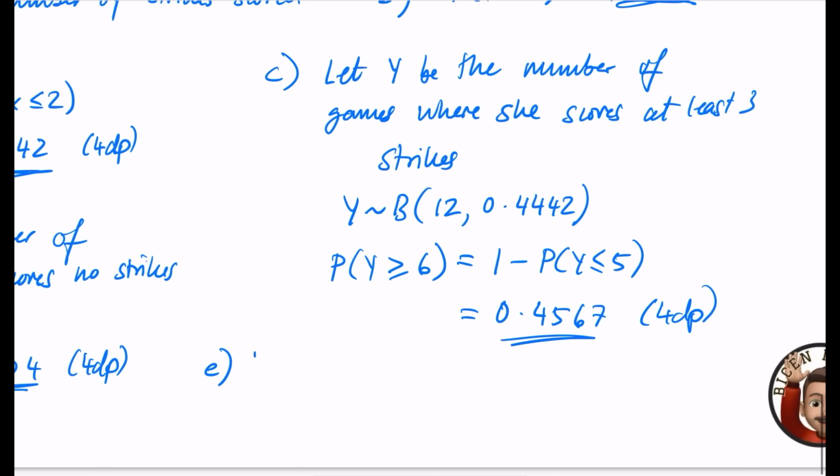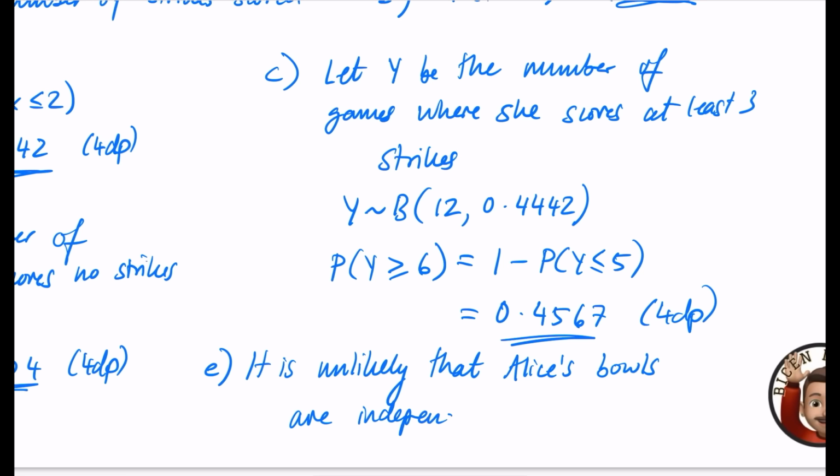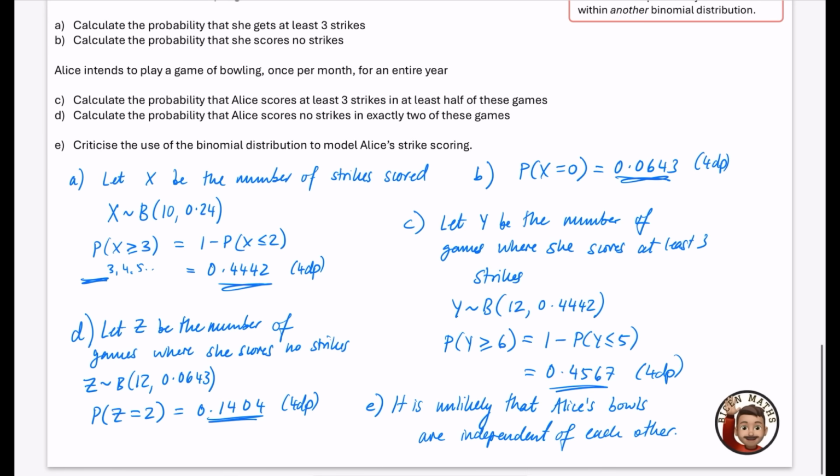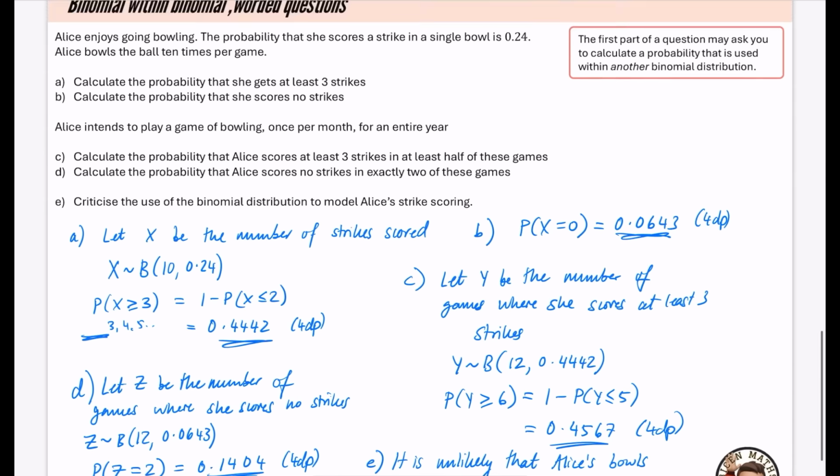So I'm just going to say: it is unlikely that Alice's bowls are independent of each other. Meaning that, if you've ever played a game of bowling and you do really well, you tend to keep doing really well. There's a psychological aspect to it as well. And maybe if you bowl the ball and it's always going into the gutter, you're probably more likely to keep going into the gutter because maybe you're getting into your head about stuff as well. So it's unlikely that they are independent of each other. That would probably be a good criticism for this.